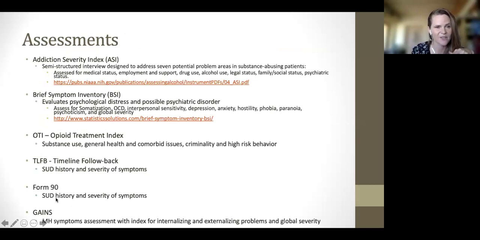Some of the most common assessments in this field are the Addiction Severity Index, that's a semi-structured interview, the Brief Symptom Inventory, and that's about psychological distress or the detection of a possible psychiatric disorder, and then Timeline Follow Back, that's mostly for research purposes, as are many of the ones at the bottom here. So if you know about those, you already know more about them perhaps than I do.